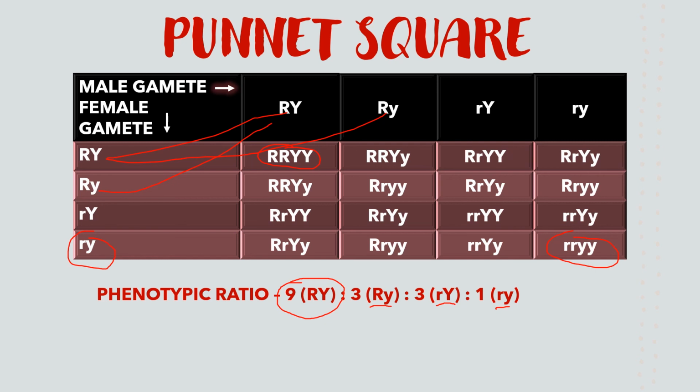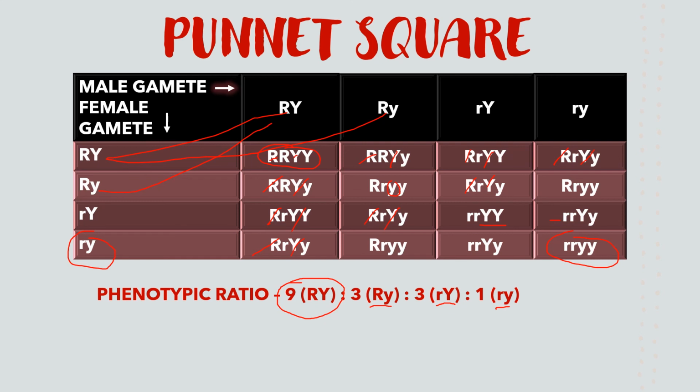First one is here, round and yellow. We need to have only one gamete, round and yellow, capital letters, to show us that the seed is round and yellow. 2, 3, 4, 5. This one is not there. 6, 7, 8. Not here, not here. 9. Not here, not here, and not in the last. So we have 9 showing that they are round and yellow.